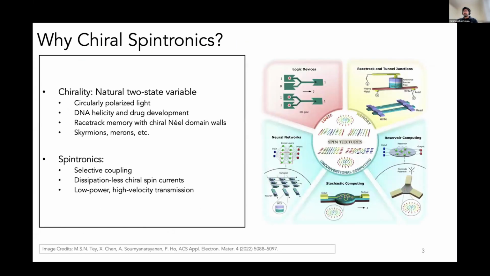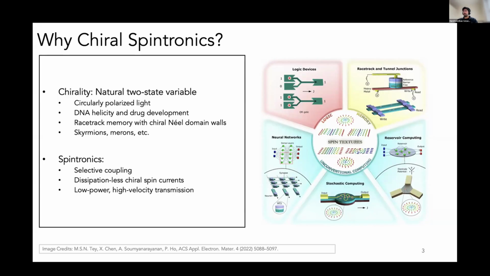So, just very briefly, why study chiral spin textures? Why are they of interest to magnetism researchers? Well, chirality is ubiquitously present in nature and provides a very natural two-state degree of freedom. Researchers are already leveraging chirality in other fields. We base devices on light polarization, circular polarization. We exploit the natural helicity of DNA for medicinal purposes, etc.